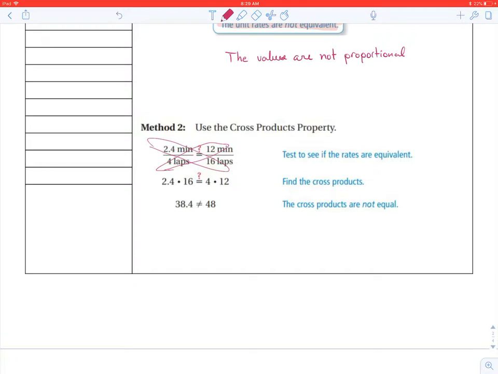So if we multiply the cross products, so 2.4 times 16 and then 4 times 12, you can see that we do not get equal values. That's why there's a little slash through that equal sign. And so we would say that they are not proportional, as we already determined in that last method. But now we can see that utilizing cross products also helps us to determine whether they are going to be proportional or not. So because they're not equal, we say that they are not proportional.